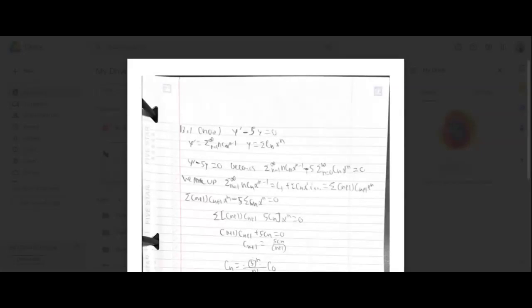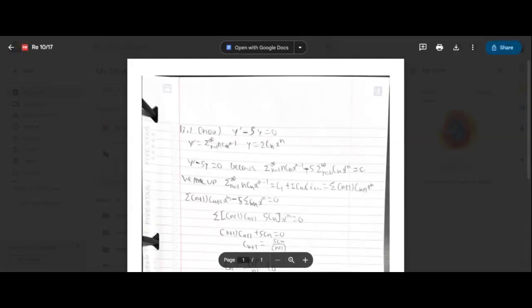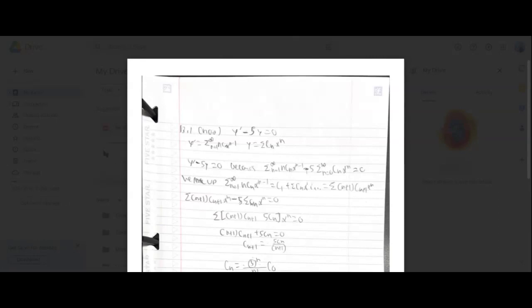Well, this will be the 4th time we'll cover this number 1. Okay. So essentially, the only thing I modified was I just made it -5. I moved it to the left and made it -5y. So essentially, what we always do is substitute y prime to be the summation from n equals 1 to infinity of n times c_n x^(n-1).